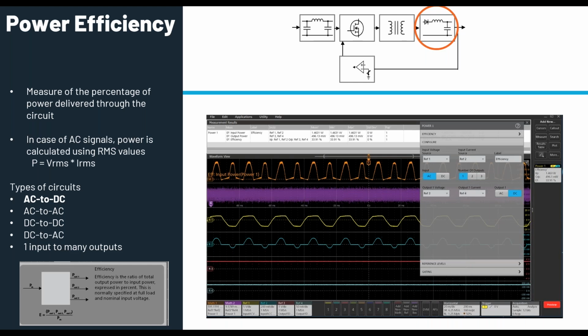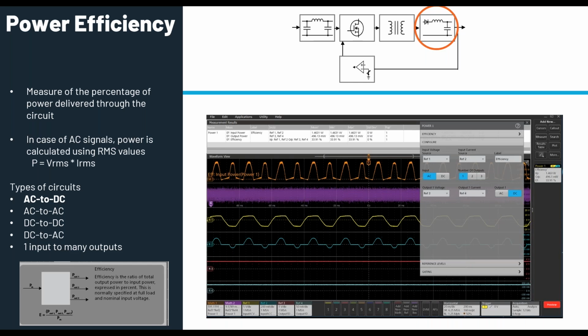We also have system reliability metrics which will be defined by the efficiency standards. And there are many standards for efficiency which many people want to comply with. So we can measure the efficiency for an AC-DC, DC-DC, DC-AC, or even AC-AC converters as well. We just need to probe across the input side to capture both voltage and current, and also the output side.